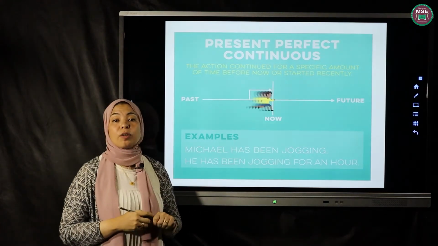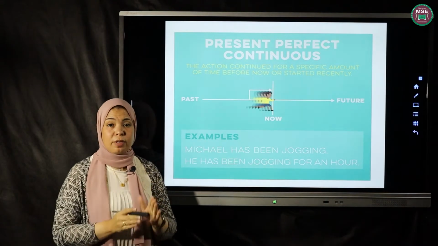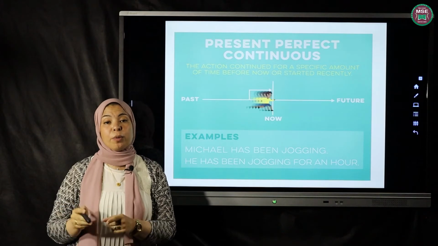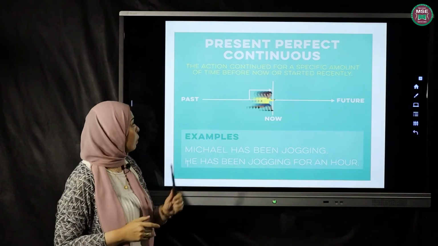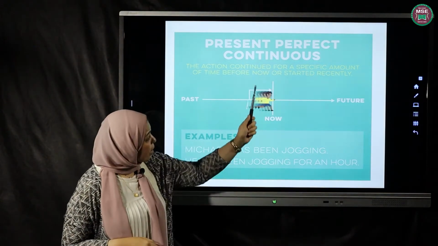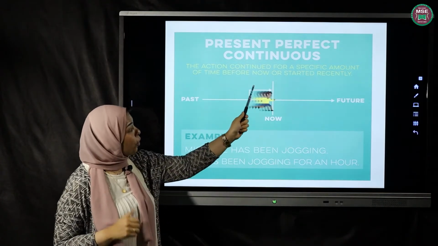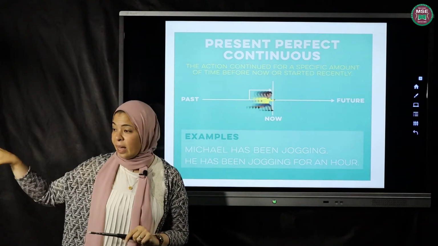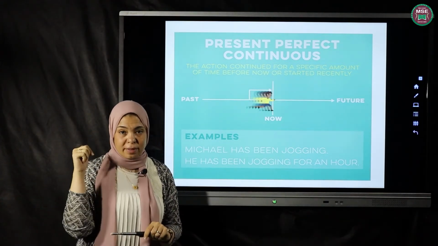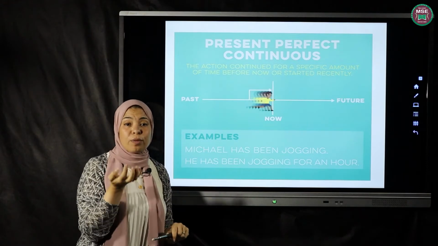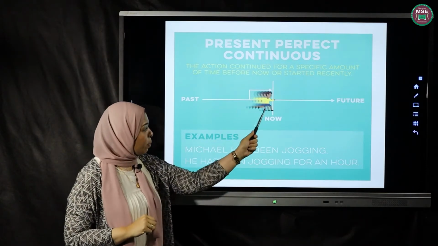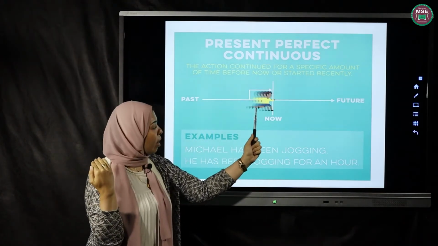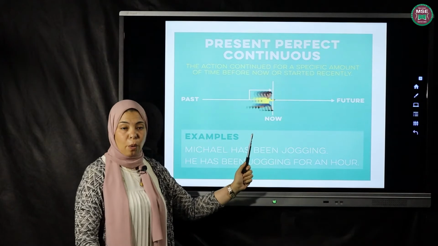This is present perfect continuous. So as I said, the difference is that perfect simple puts the focus on the action, perfect progressive puts the focus on duration. The action continued for a specific amount of time before now or started recently. It started recently and it takes time in the past. But I can see also the result of this action in the present time. As you see in the picture, it started in the past, recently in the past, and it takes time till it reaches the present time now.